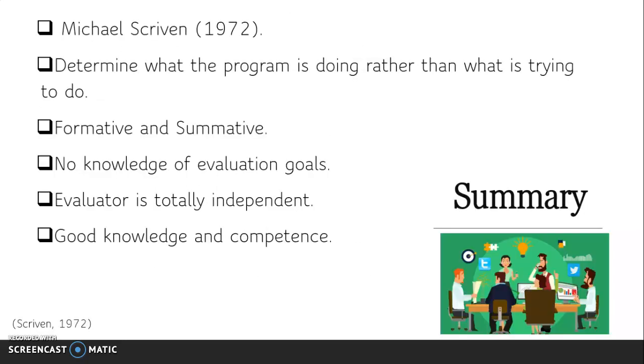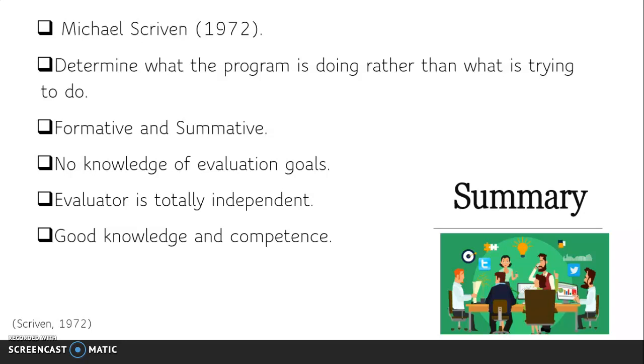In summary, the model was developed by Michael Scriven in 1972. Scriven suggests that the goal-free evaluation is an approach that can determine what the program is doing rather than what it's trying to do. He introduced the terms formative and summative, and with this brought in the perspective of evaluation. In the model, the evaluator should not know the educational program's goal in order not to be influenced by them. Therefore, the evaluator is totally independent.